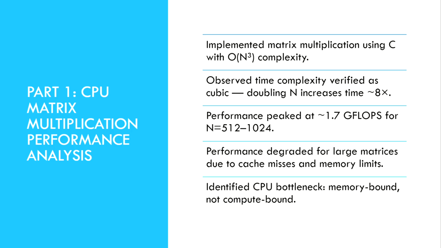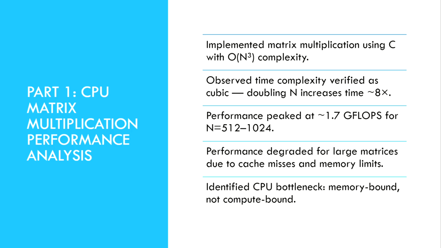The first part includes a CPU matrix multiplication performance analysis. We implemented a matrix multiplication using C with O(n^3) complexity. We observed that the time complexity was verified as cubic and doubling n increases the time around 8 times.